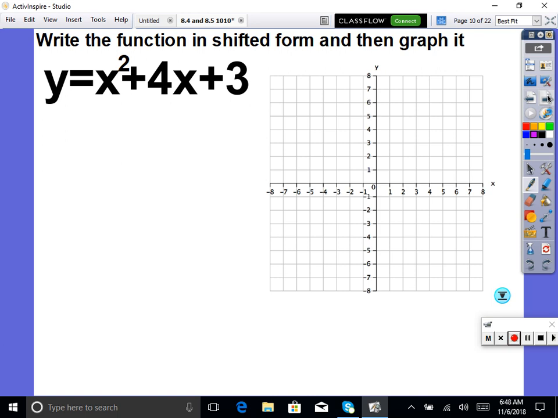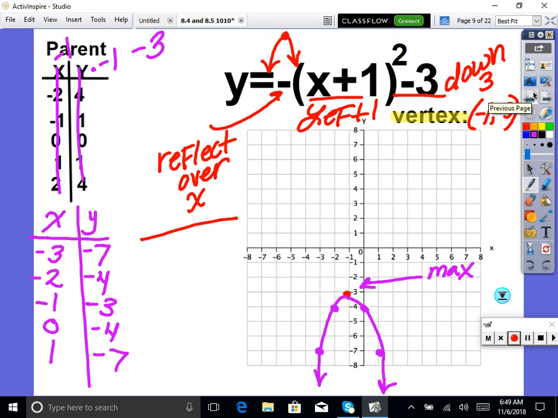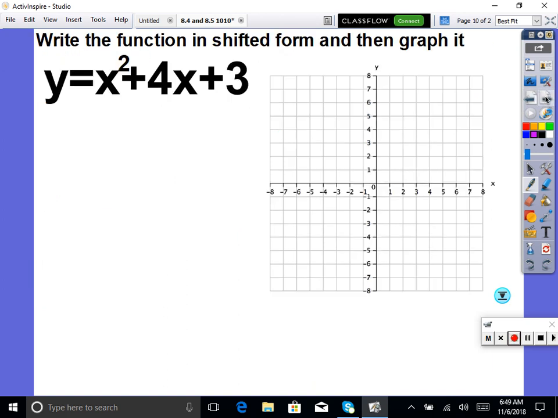Okay, so write the function in shifted form and then graph it. So we'd have to use completing the square. Do you remember how completing the square puts it in this form? Puts it in this form from a few lessons ago. Completing the square puts it in this form, people. It just does. Okay, so we first have to write the function in shifted form.